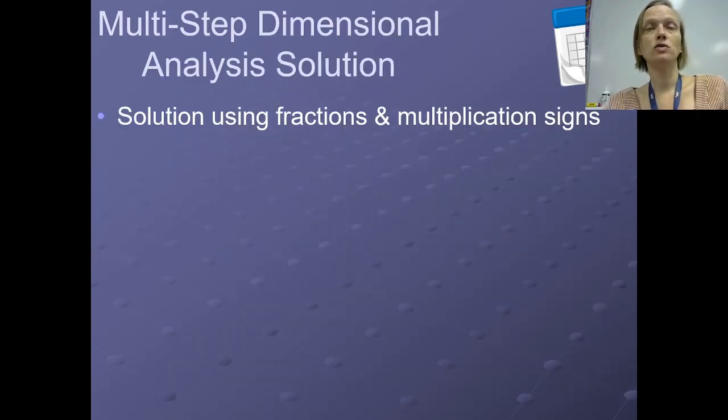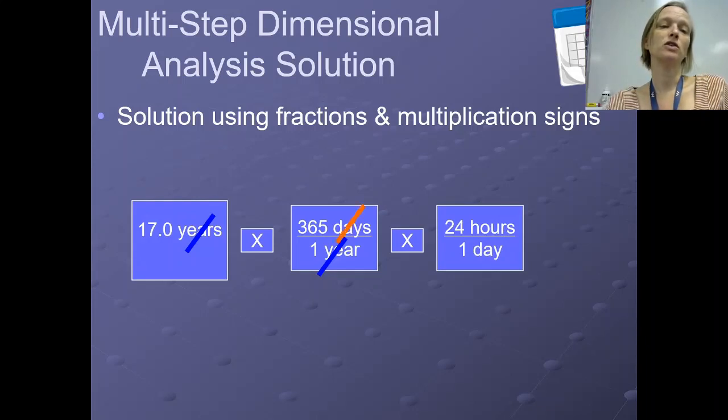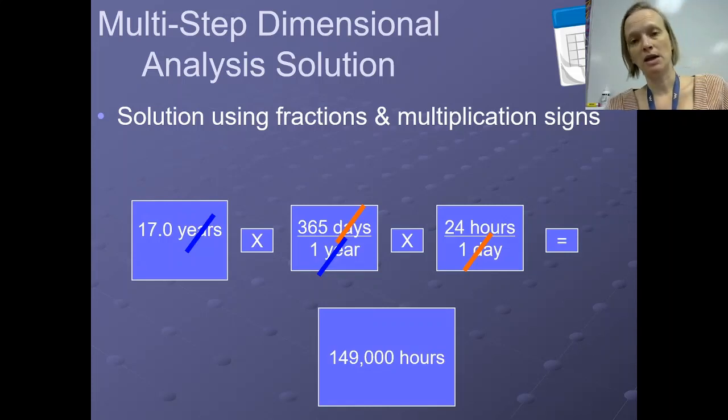Again, you can also do these kinds of problems using fractions and multiplication signs if you prefer that way. I prefer the train track method, but if you want to do it with multiplication signs, you get rid of the years, you bring in your next conversion factor, you get rid of the days, and you still end up with the same answer no matter how you do it. So there are a few different ways to set up your multi-step dimensional analysis problems. And any of the ways that I've shown you would be correct.